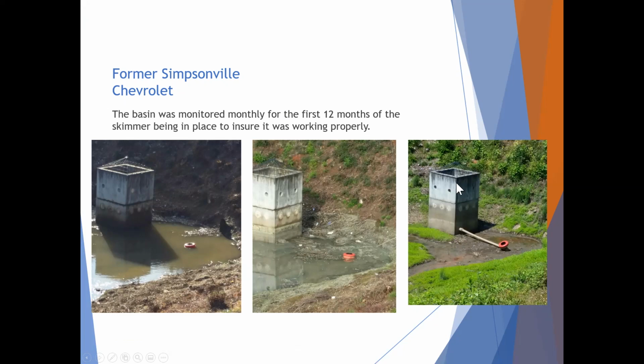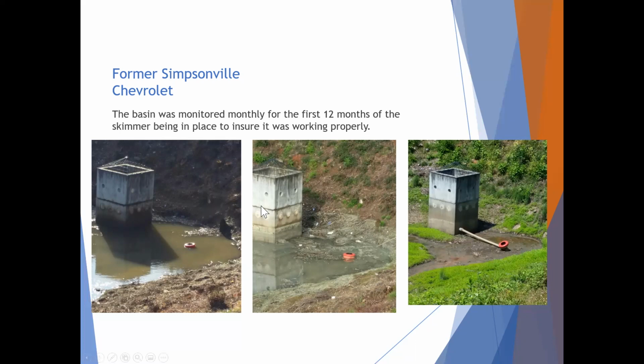So if you had to get in this outlet structure to try to get down and unclog something, it would be very dangerous. Plus the outlet is out into the pond a fair amount. So if water was up here, you'd be 20 feet away just trying to get there. So anyway, we convinced the county to let us put in a skimmer as a pilot project and monitor it to make sure it was working.